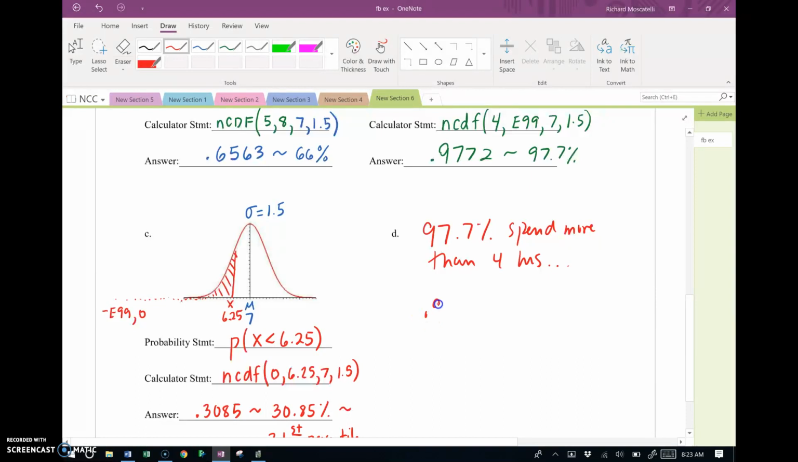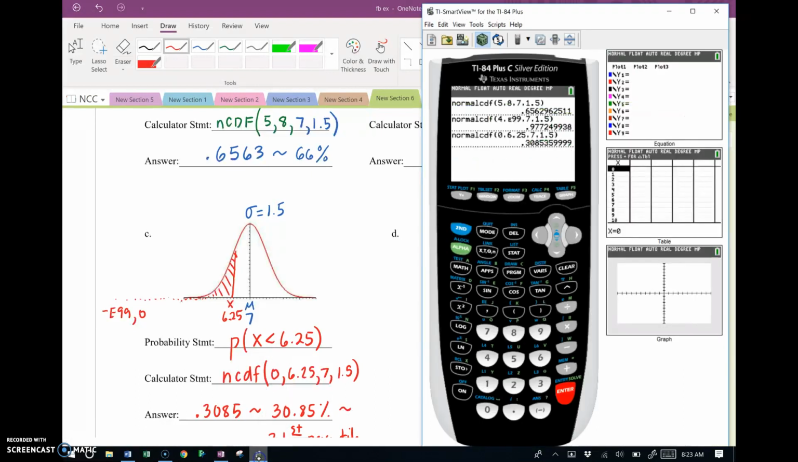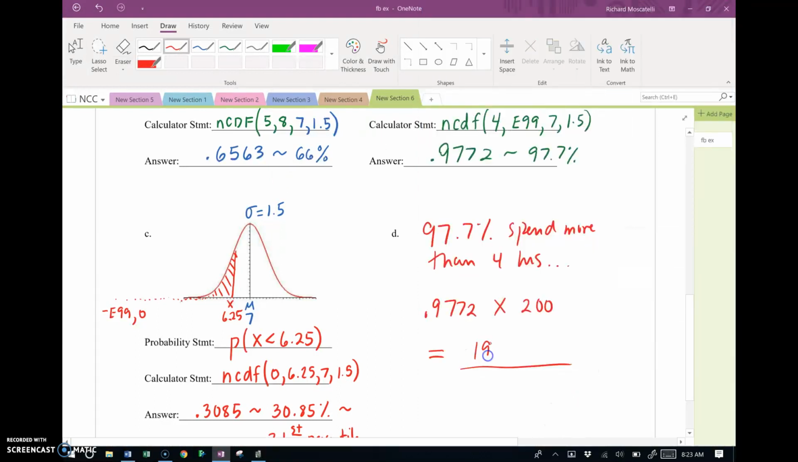So they don't want to know the percentage, they want to know how many. So that would be this 0.9772 multiplied by the 200 users. You know, how many of these 200 users? All right, so let's see what we get here for this. 0.9772 of the 200 users. Obviously, it's almost all of them. It's 195.44. Let's just call that about 195 of these users.